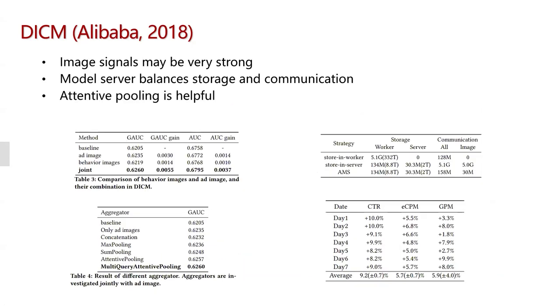So from experiments of this paper, we can see that image signals may be very strong in some scenarios, because from Table 3, we can see that the baseline model is the original system. And if we directly add image, and we do not use other features, we can see that the performance is actually very good. So it shows that the multimodal features are very important in advertisement systems.